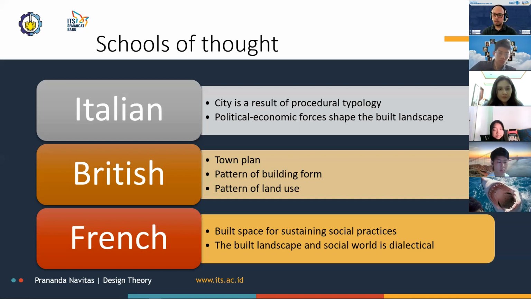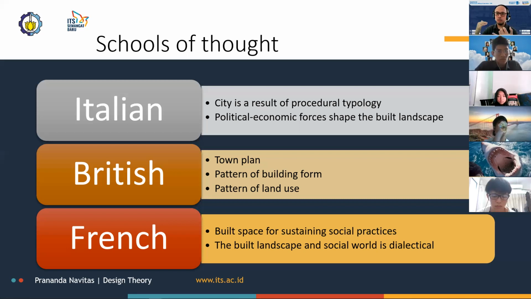The British school of thought places an emphasis on the town plan or planning the town itself, and the town plan itself can be broken down into smaller components such as the transport networks and the activities and so on. They also place an emphasis on the patterns of building form and the patterns of land use. So it's not merely because of political or economic forces, but the British school of thought also takes into consideration, I suppose, the geography of the location.